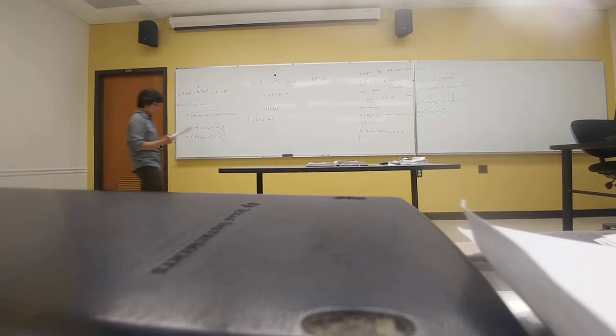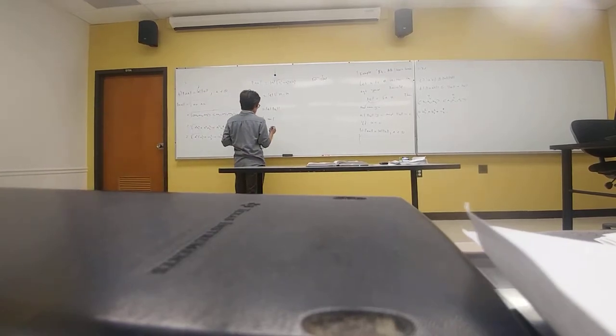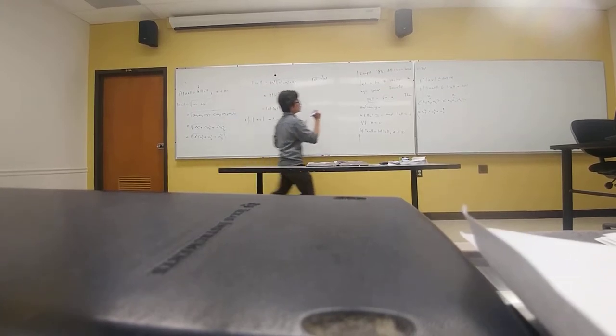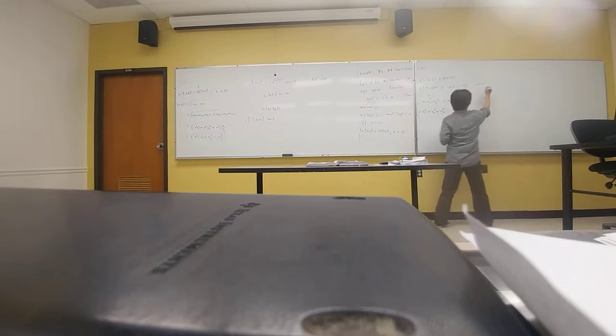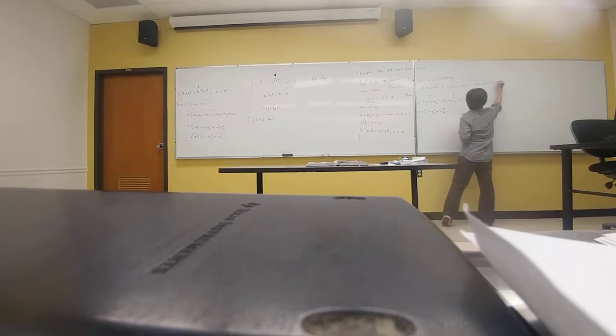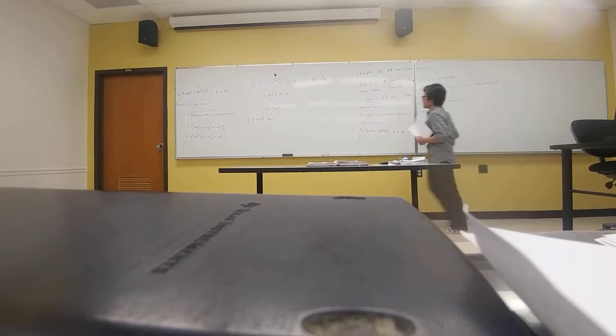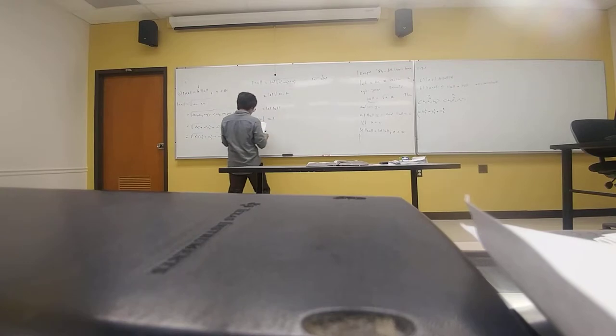u1 v1. But the dot product by definition, let's say u dot v here, equals the magnitude of u times the magnitude of v, right, times cosine of the angle between u and v. Right? Can I ask you a question there?